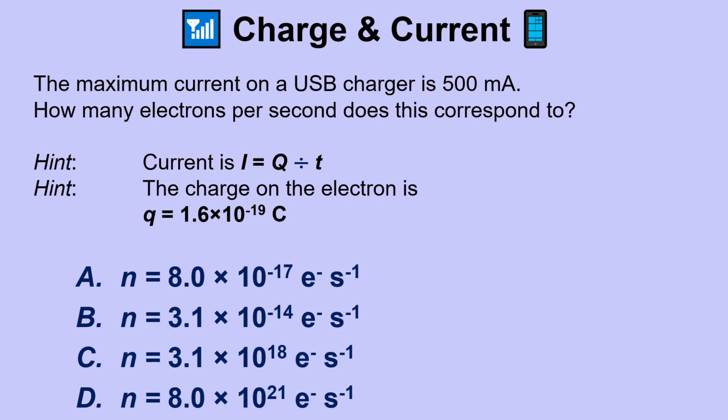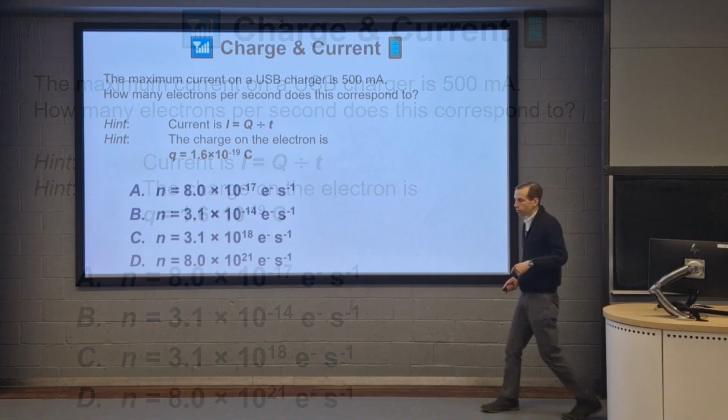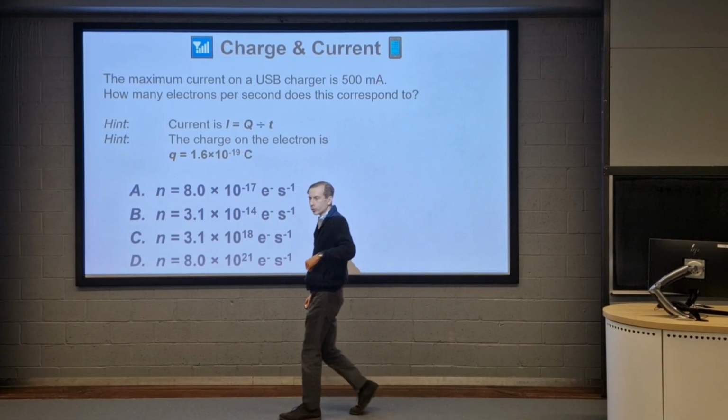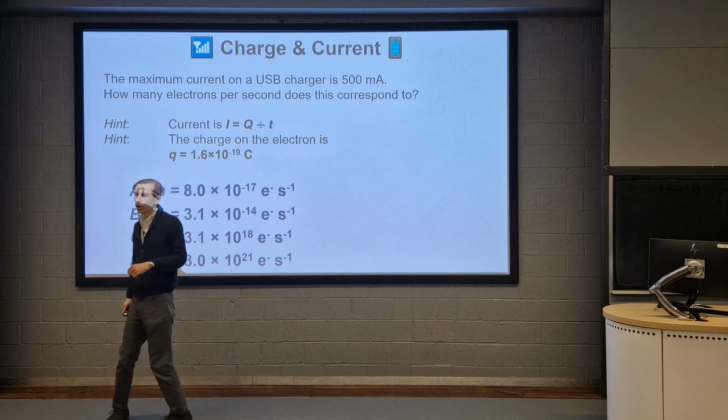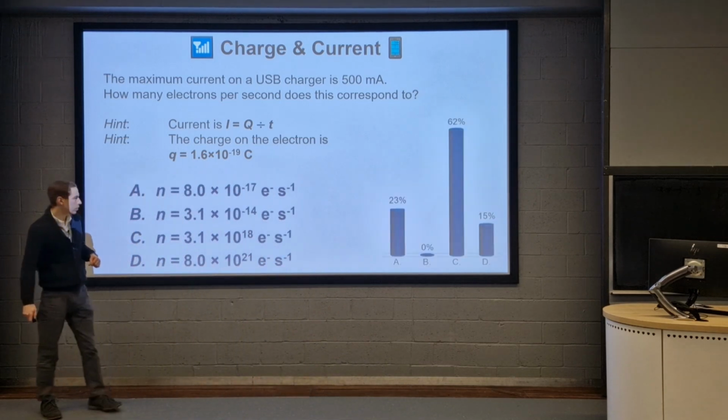So the math with this one might seem a bit tricky because the charge on the electron is really small, which can make the whole thing seem a bit tricky. Just take it step by step. It might help to solve that equation for Q, work out what Q is, then work out how many of those electrons we're going to need to give us that much Q. All right, let's see what everybody gets for this. How many electrons flowing through our USB charger every second? Let's see what everybody thinks.